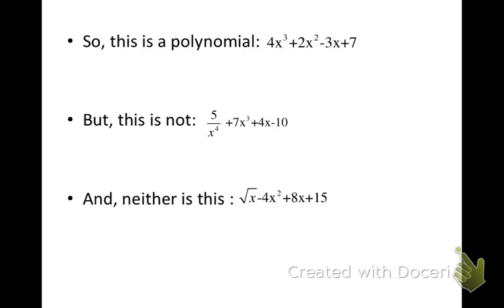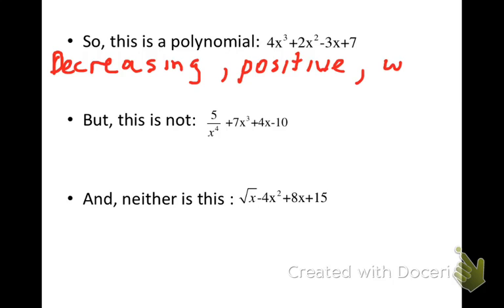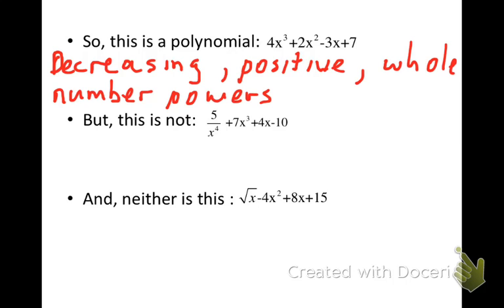So in our first example here, this is a polynomial because it has decreasing positive whole number powers of x. So x cubed, x squared, x to the power of 1, and then a number on its own.